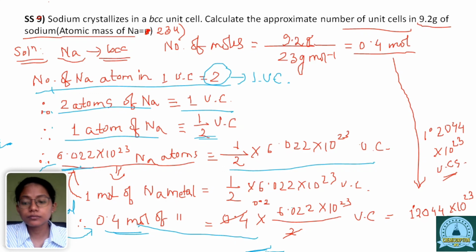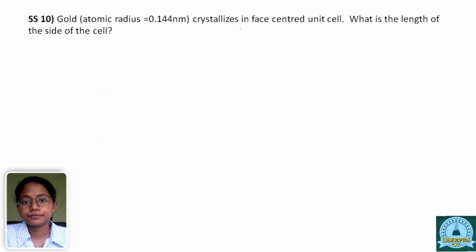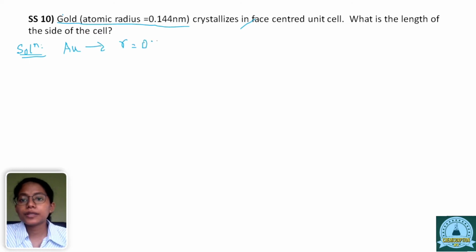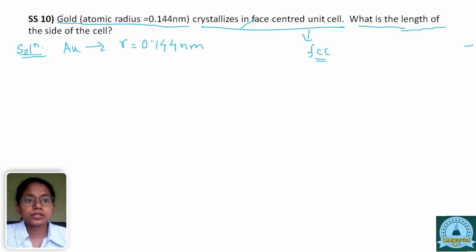Okay. Now moving to the next part. So here it is saying that gold has an atomic radius of 0.144 nanometer. So the solution would be: gold has radius 0.144 nanometer. It crystallizes in an FCC unit cell. So it crystallizes as an FCC structure. What is the length of the side of the unit cell? It means the side of the unit cell, that is A. So what is the value of A?